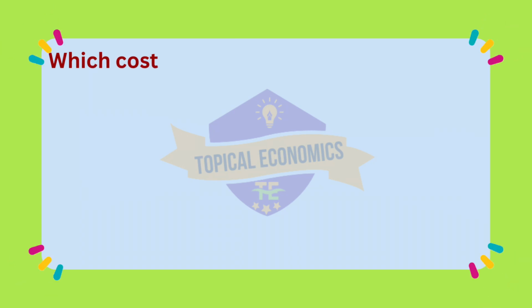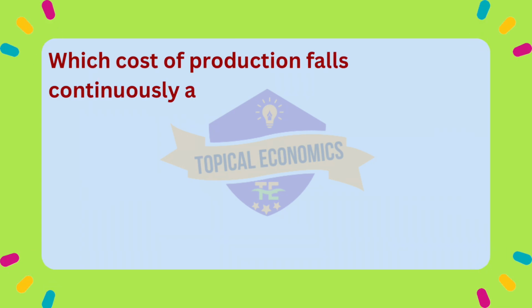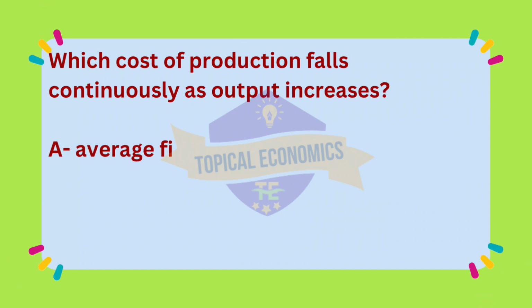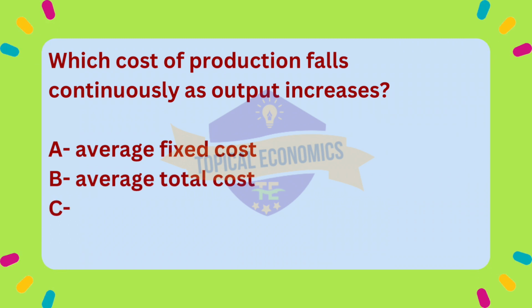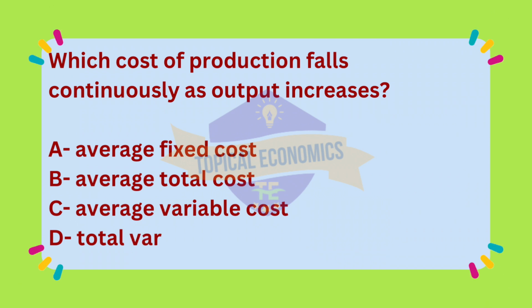Moving to question 13. Which cost of production falls continuously as output increases? A. Average fixed cost. B. Average total cost. C. Average variable cost. D. Total variable cost. Reference, 2021 May-June version 2.